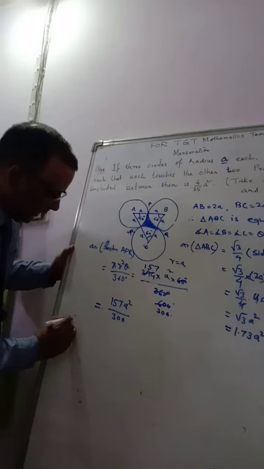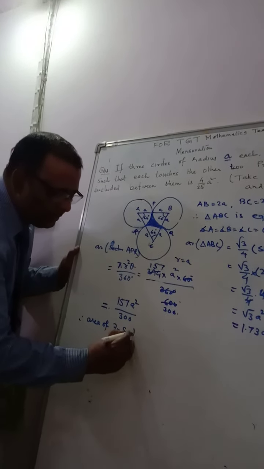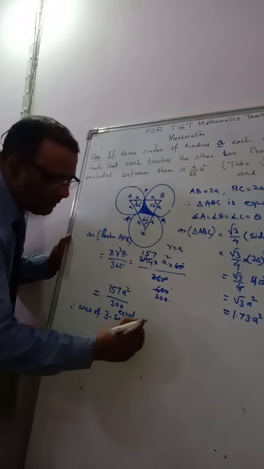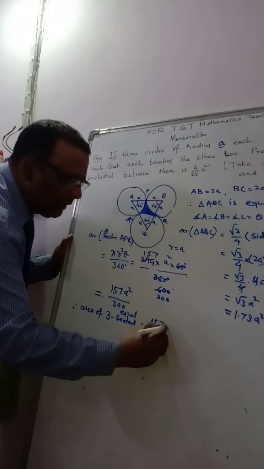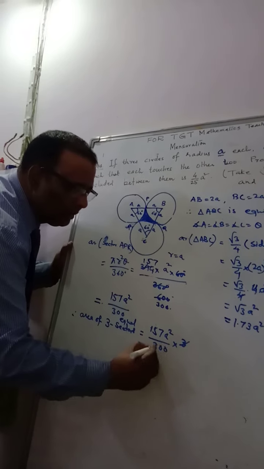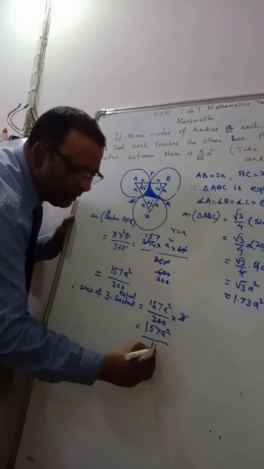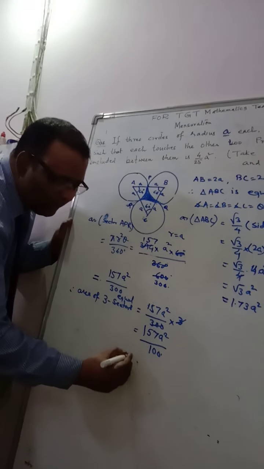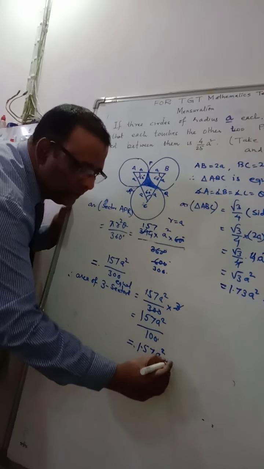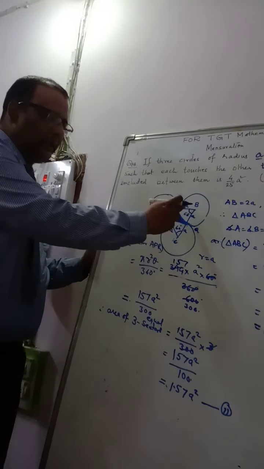Now the area of three equal sectors means we have to multiply this by 3, so it is equal to 157 a square by 100. We can again convert it into decimal form, 1.57 a square, so it is taken as equation number 2. This is the area of all the three sectors.